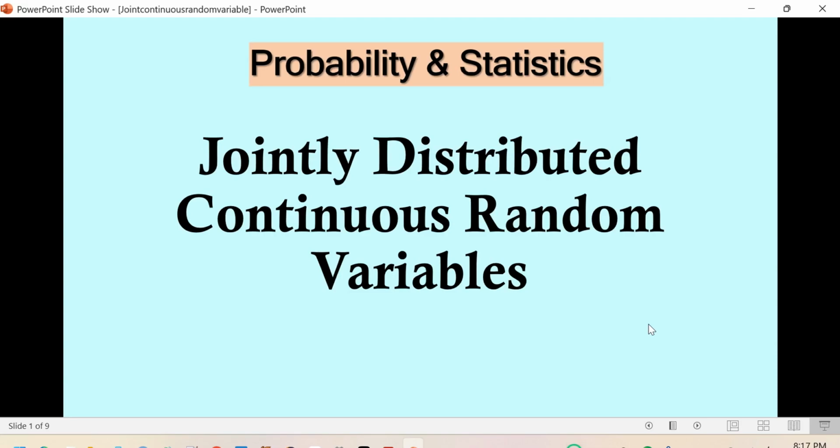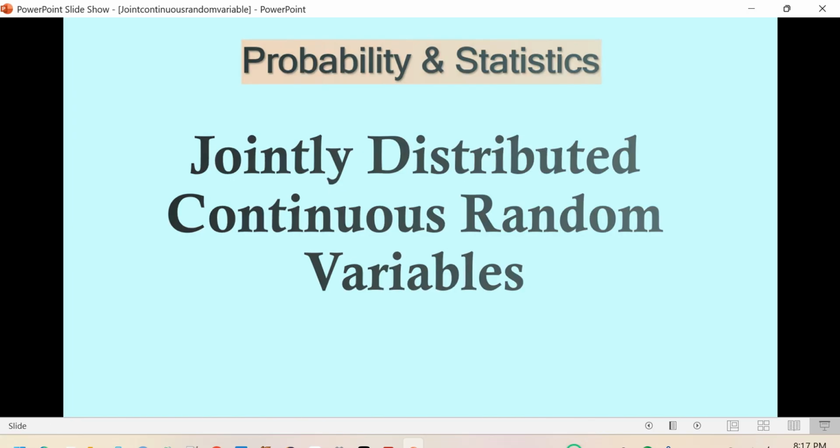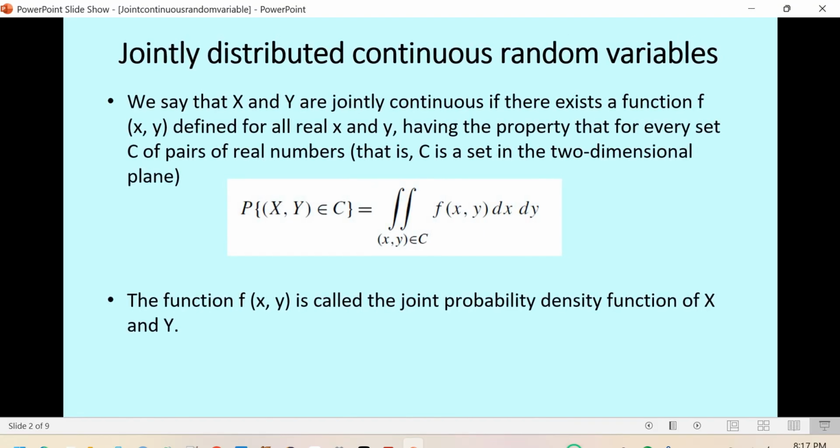Hello, in this video, we will talk about jointly distributed continuous random variables and calculate corresponding probabilities. So, if x and y have a density function called fxy, they are available in the area belonging to C.